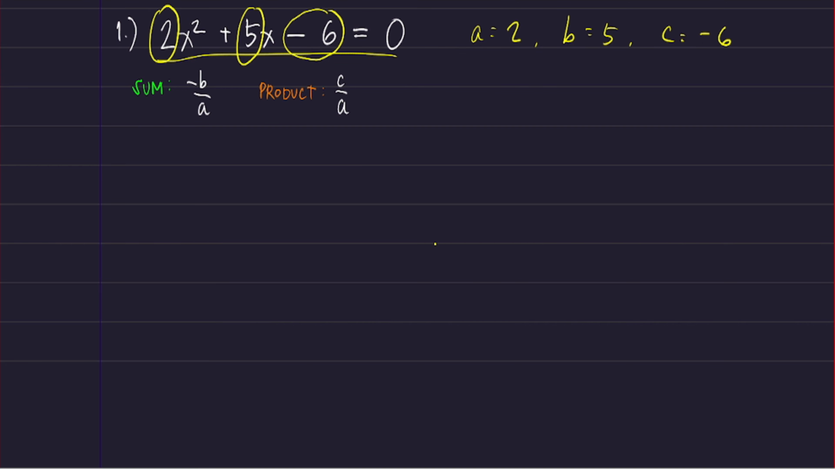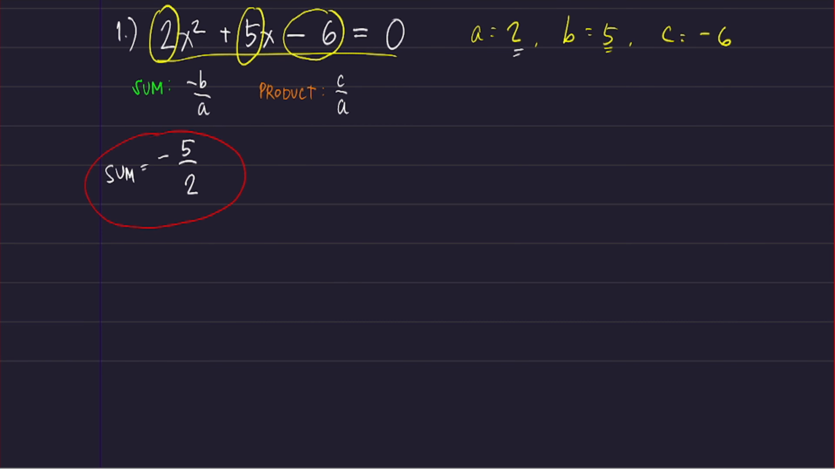Ngayon na may values na tayo ng A, B, and C, pwede na nating mahanap yung sum and product ng roots. Okay, hanapin natin una yung sum. Meron tayong negative B over A. Ang value ng ating B ay 5. So we have negative B over A. So magiging negative 5 over, ano ba yung value ng A? In this case, 2. So, ang sum pala nito ay negative 5 over 2.